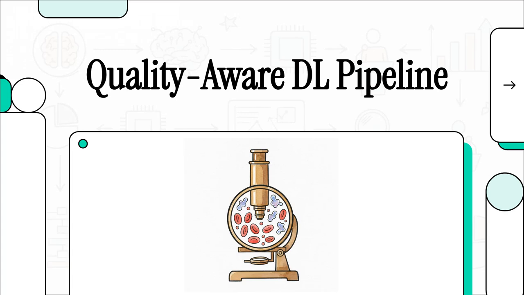Welcome to this explainer. If you are a student or researcher getting ready for a big defense or a major project pitch meeting, well, you are absolutely in the right place. Today, we're going to walk through exactly how to confidently pitch a highly advanced piece of software engineering to an academic panel. Specifically, we are breaking down the quality-aware multi-stage deep learning pipeline for peripheral blood cell detection and classification.